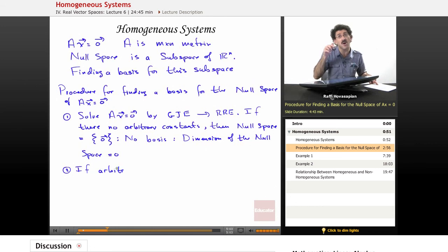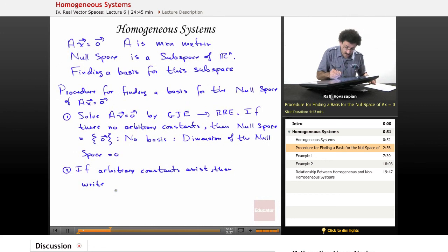Our second possibility is if arbitrary constants do exist after we reduce it to reduced row echelon form. What that means is that there are columns that don't have leading entries. Let's say it's the third and fifth column, so x3 and x5. I can give them any value I want. That's what the arbitrary constant means. So if arbitrary constants exist, then write the solution x equals c1x1 plus c2x2 plus dot dot dot ckxk, however many of these vectors and constants there are.